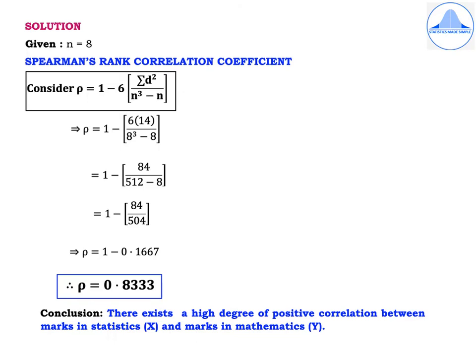Now when you divide, take 4 places after the decimal after rounding off. So which implies rho is equal to 1 minus 0.1667. Therefore, rho is equal to 0.8333. Then write the conclusion. There exists a high degree of positive correlation between marks in statistics, within brackets capital X, and marks in mathematics, which is capital Y.